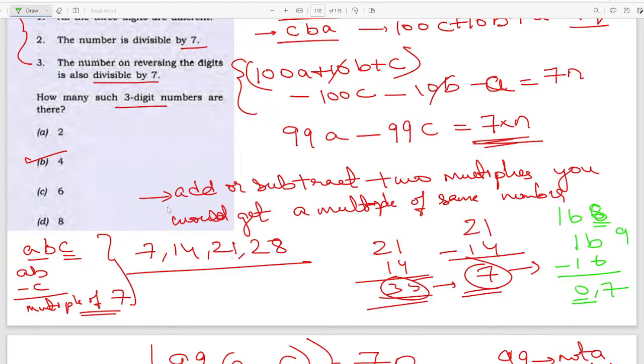0 is technically a multiple of every number. So 0 is a multiple of 7. So to make this 0, I have made B 6. So the number would be 168.